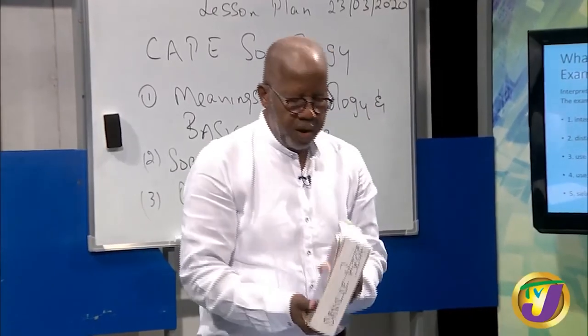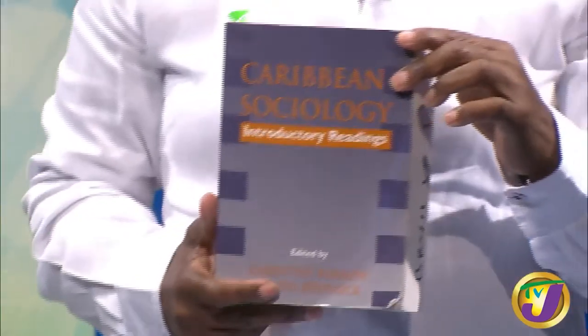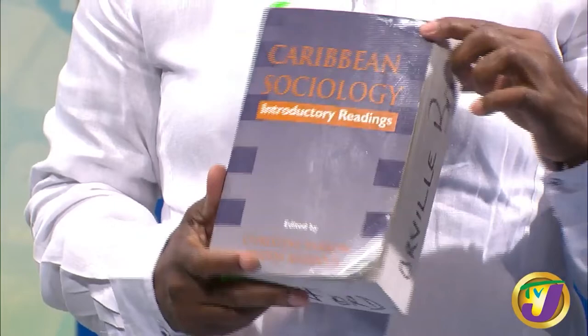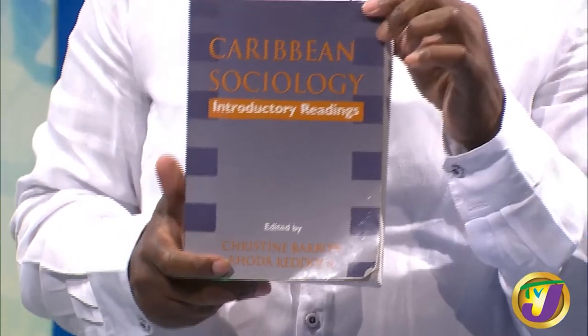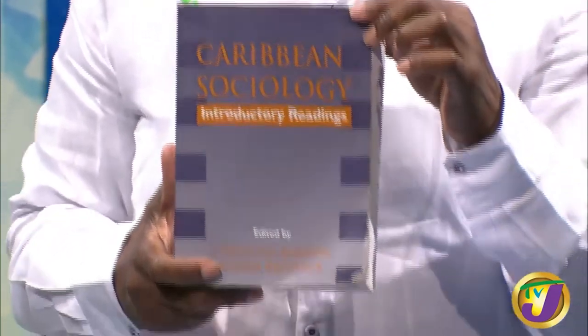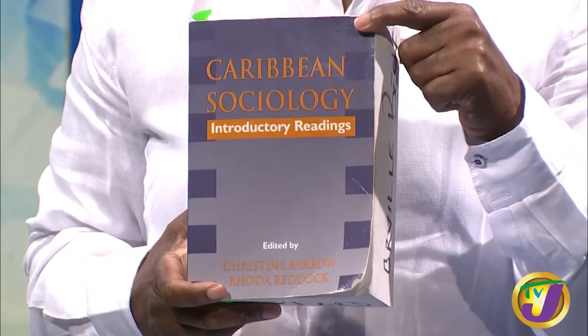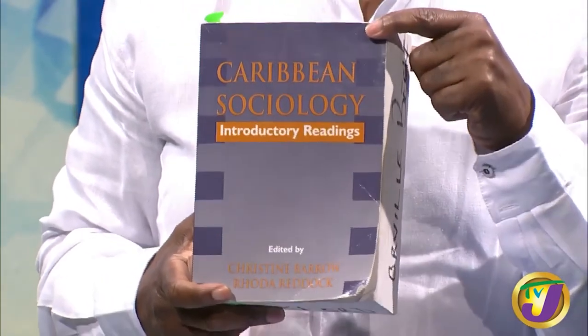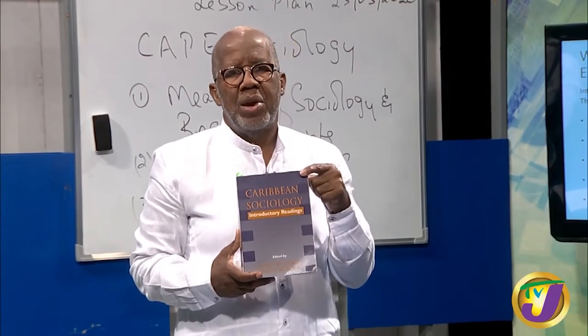Now this one, which is very important, especially for Unit 2 and the latter part of Unit 1. This is the Caribbean Sociology introductory readings. It's very important that you understand that a reader is different from a text. The reader will not have continued text. So there are various articles in it by different Caribbean writers.